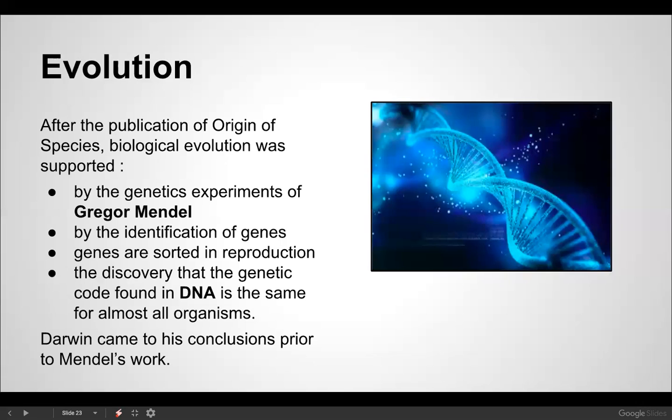After the publication of The Origin of Species, biological evolution was supported by the genetics experiments of Gregor Mendel, by the identification of genes, and by the discovery that genes are sorted in reproduction. The genetic code found in DNA is the same for almost all organisms. Darwin came to his conclusions prior to Mendel's work. And that concludes 4.2.